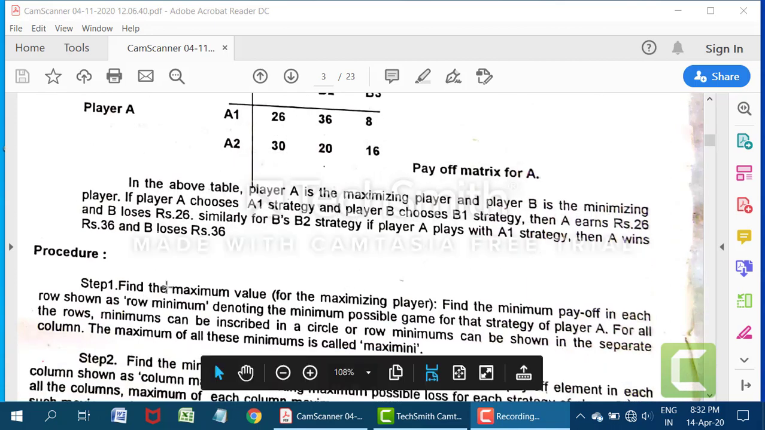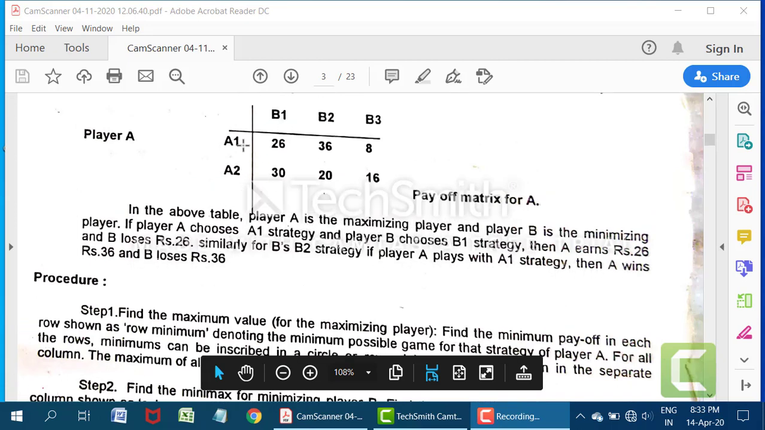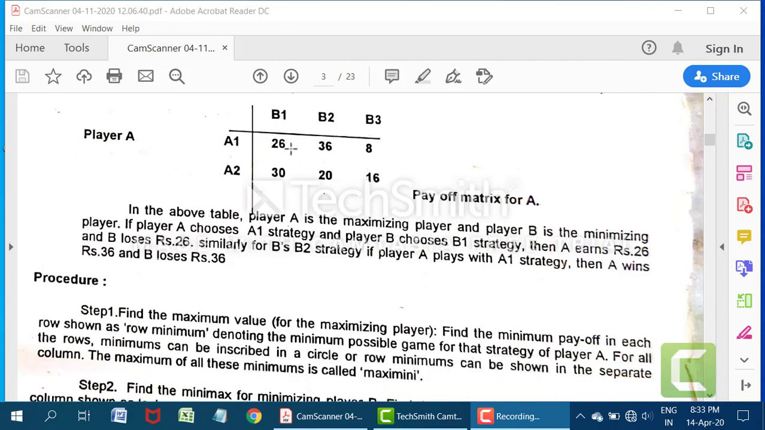So the criterion will be explained like this. Step 1, find the maximum value for the maximizing player. Find the minimum payoff in each row. See here, very simple. Each row contains a set of elements. What is the minimum in the row? First row, the minimum in the first row is 8.